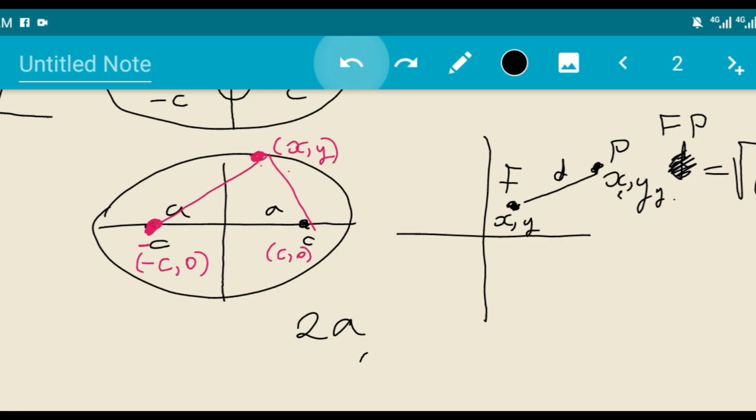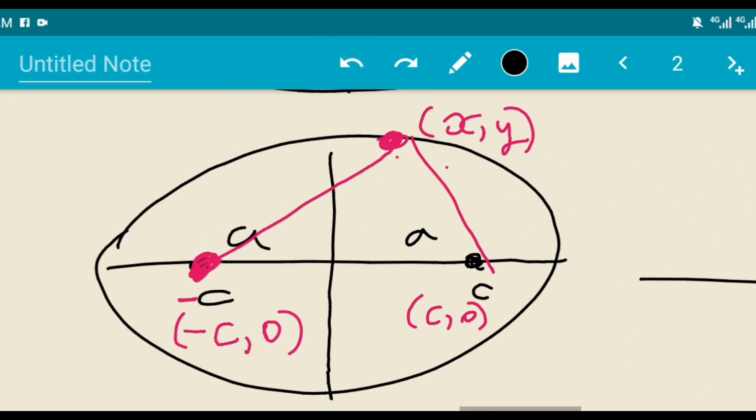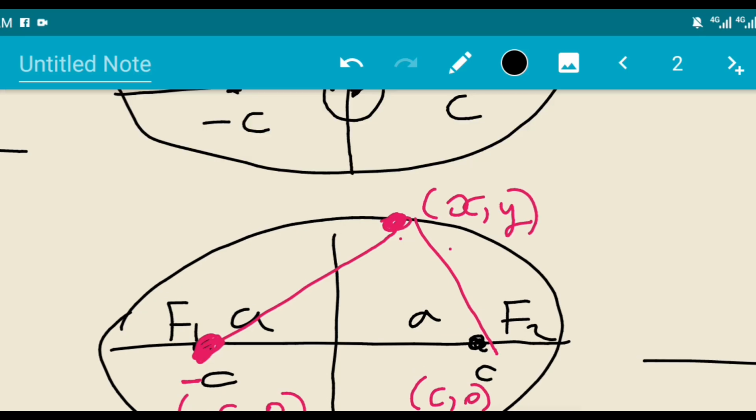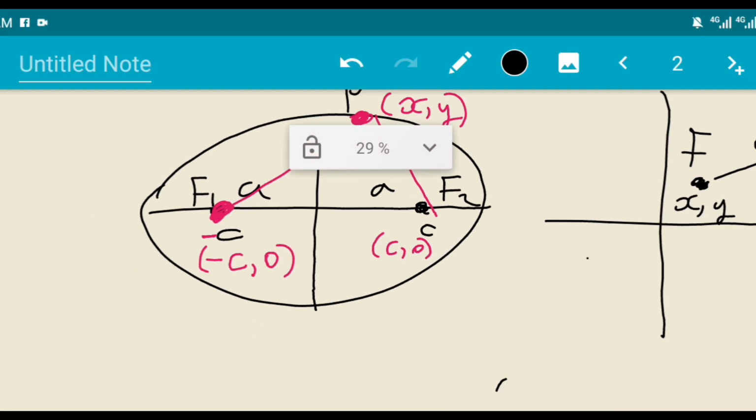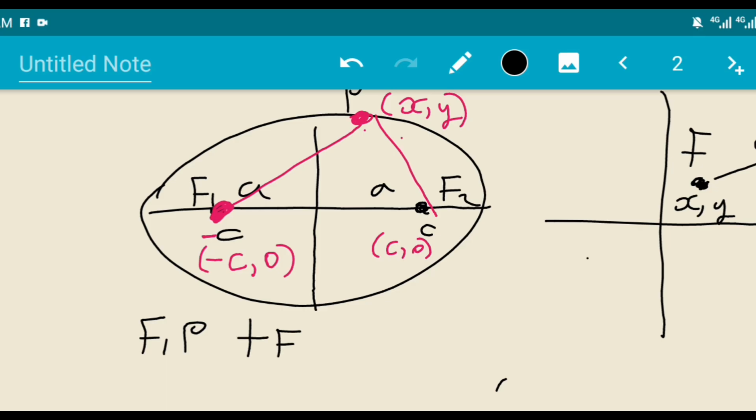So let's give some names to this ellipse right here and these points. Let's call this point f1, let's call this f2, and then let's call the top point p, so that we say the distance from f1 to p plus the distance from p to f2 should be equal to 2a.